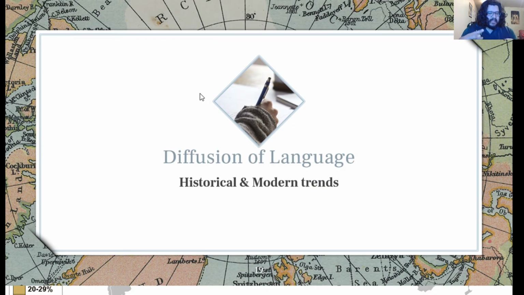Now, we've looked at these patterns, right, where the languages are coming from, where they're ending up. But there are also reasons why they ended up where they did, right? Reasons why they are in the places that they are. And that has to do with diffusion of language, right? The way that language is spreading over time.